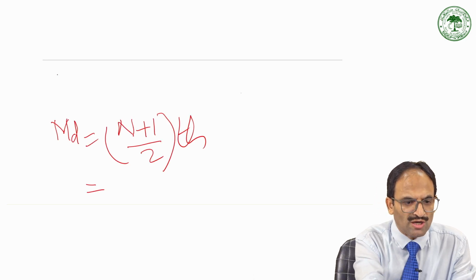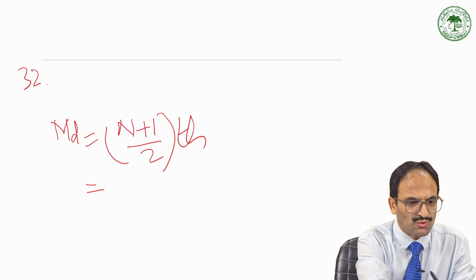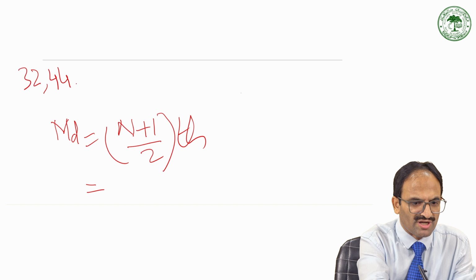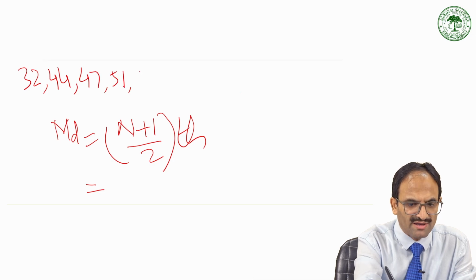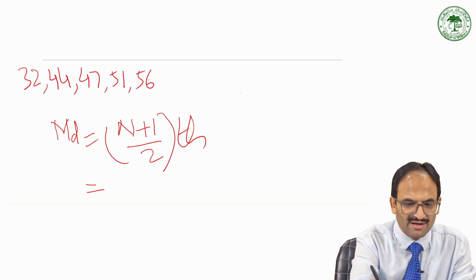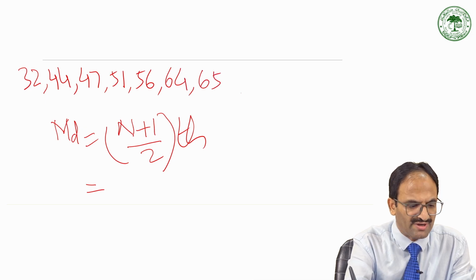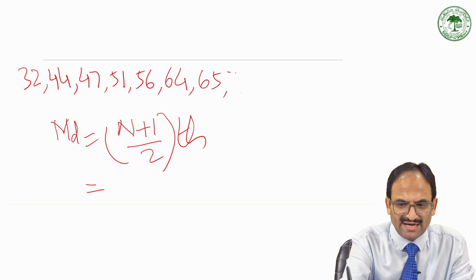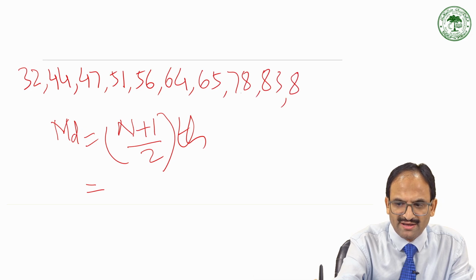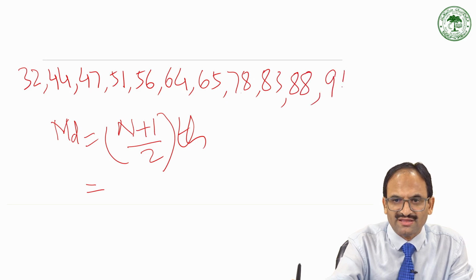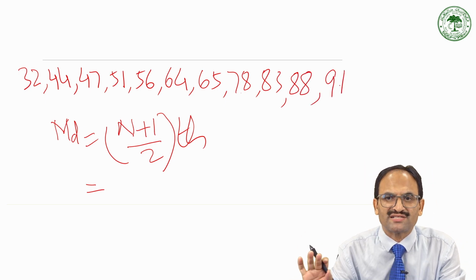So what was the lowest number? 32. Then next number is 44. Next number 47. Next number 51. Next number 56. Then next number 64. Next number 65. Next number 78. Next number 83. Next number 88. And finally the highest number in the data was 91.